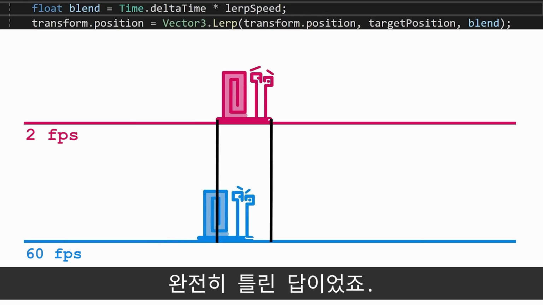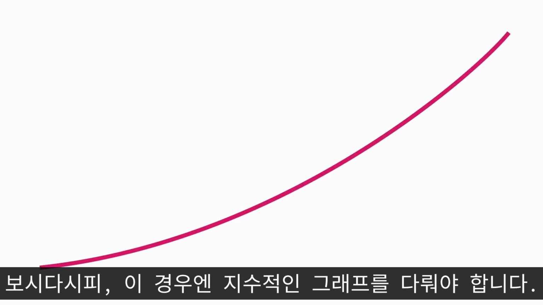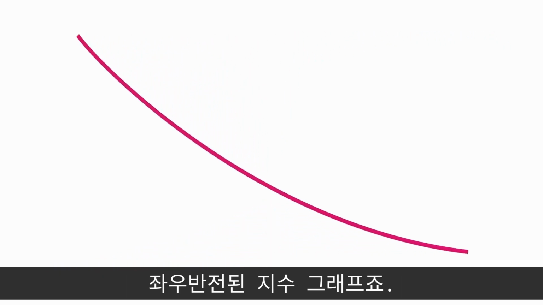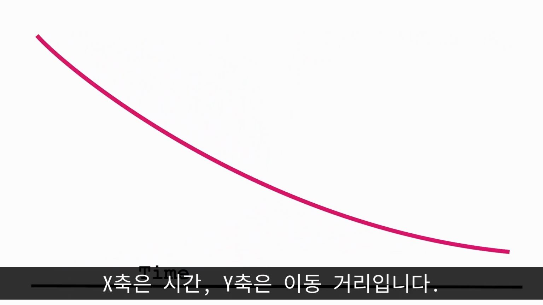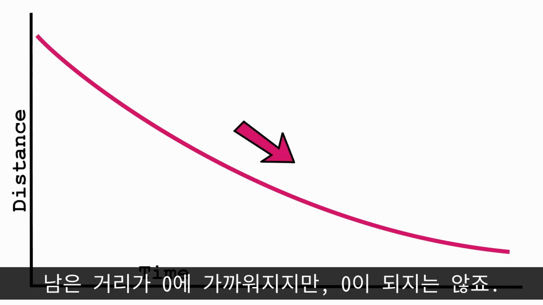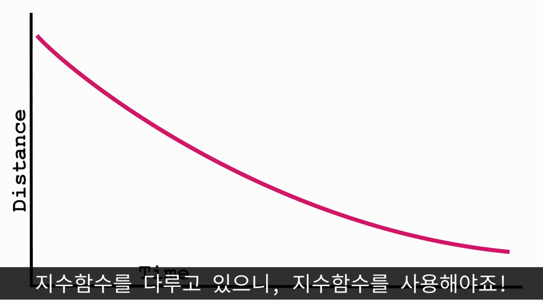That's not too impressive. So in these kind of scenarios, we have to realize that we are on an exponential function. In this case, on a reversed exponential function. On the x-axis, we have the time, and on the y-axis, we have the distance from the target. So you can see the distance from the target is getting lower and lower, but it's never reaching 0. As we are on an exponential function, we have to use an exponential function.